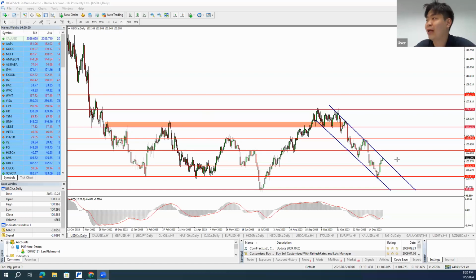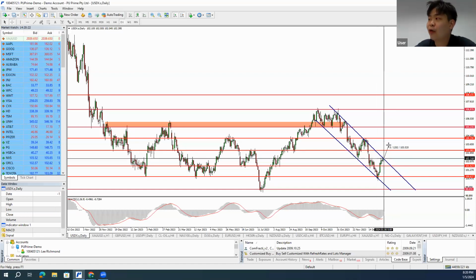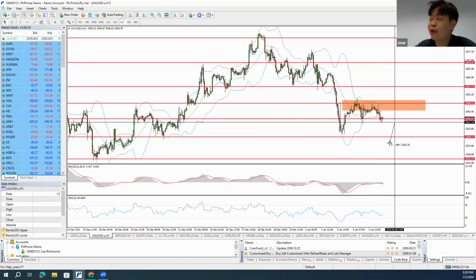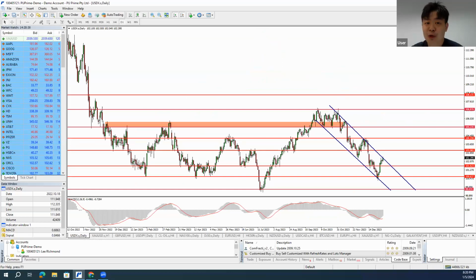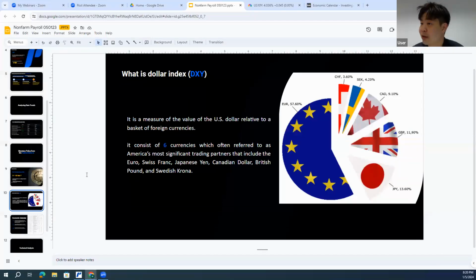You don't say, why does NFP data come out better, the dollar goes up, but gold goes down? Their relationship is negatively correlated. You need to remember it. So normally when the dollar goes up, the gold price should be dropping. Okay, so this is the relation.